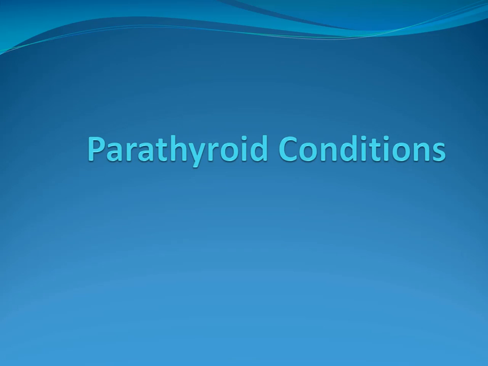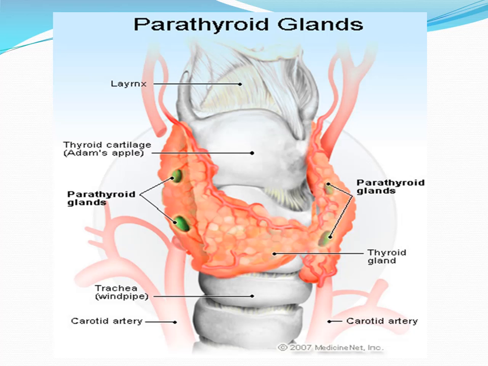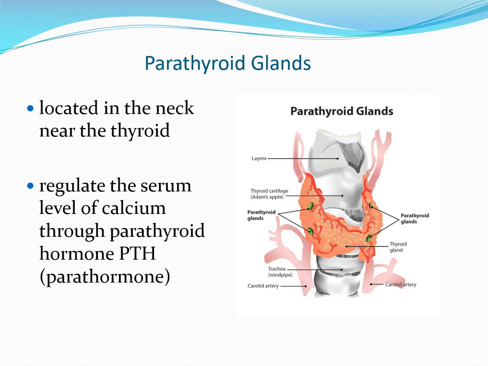The next organ we will be discussing will be the parathyroid and the parathyroid conditions. This is an illustration of where the parathyroids are located on the back, or posterior, to the thyroid in the neck. The chief job of the parathyroid gland is to regulate the calcium levels through a hormone called parathyroid hormone, or PTH. The other function for the parathyroid hormone is to decrease the phosphorus levels as the calcium level increases.